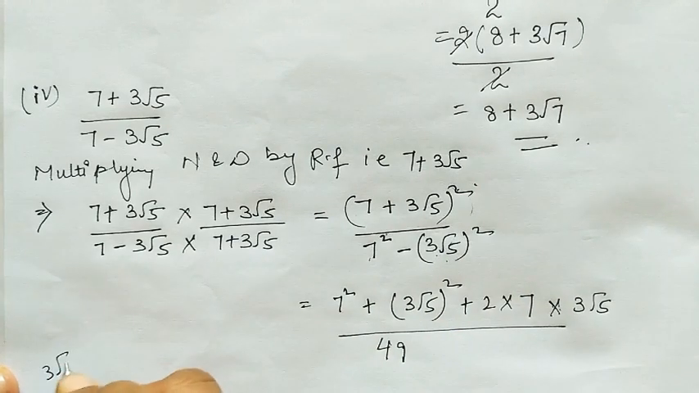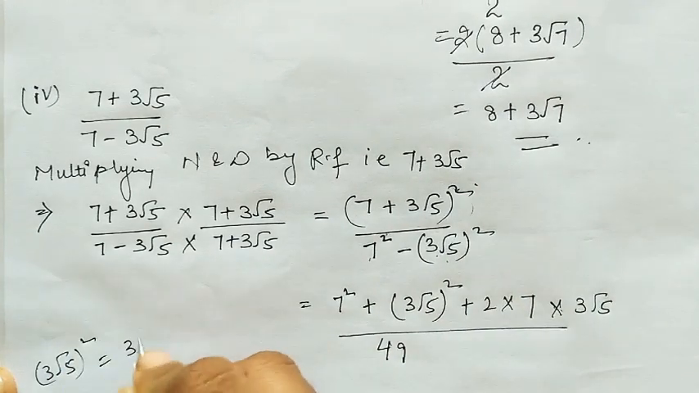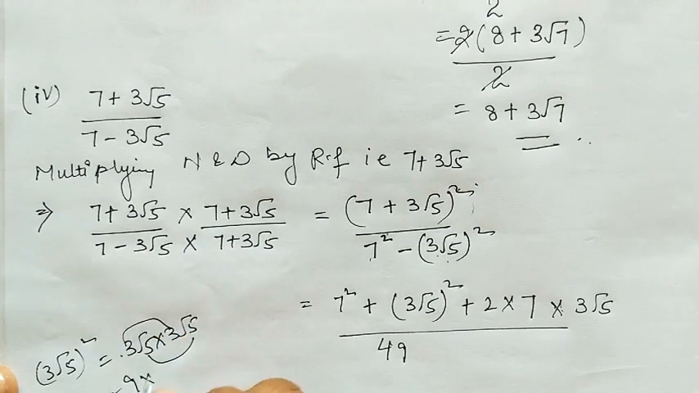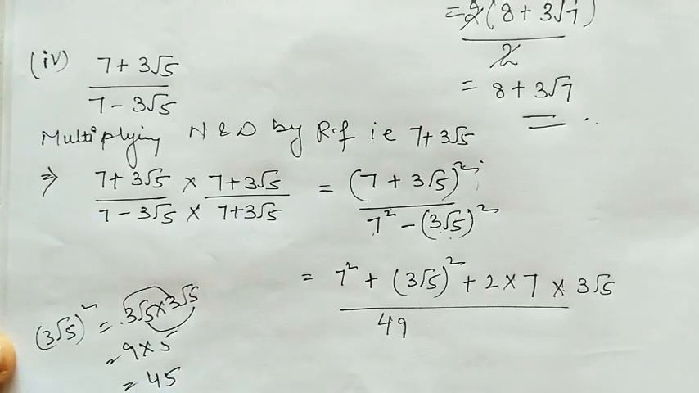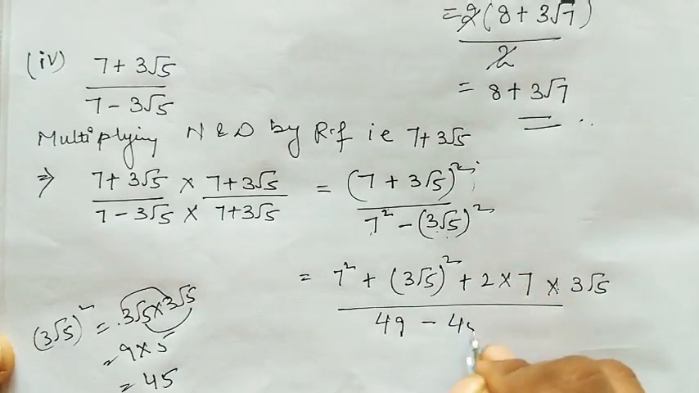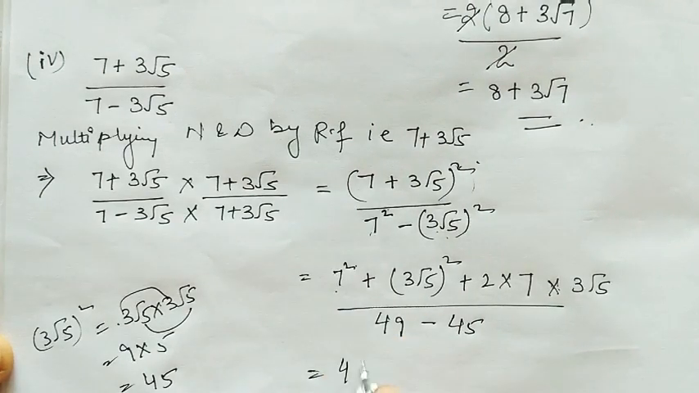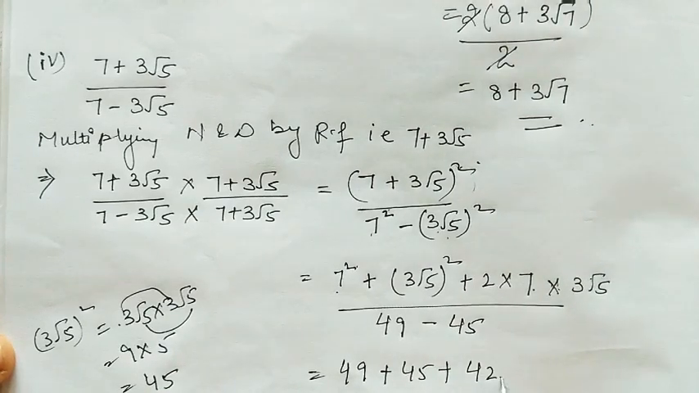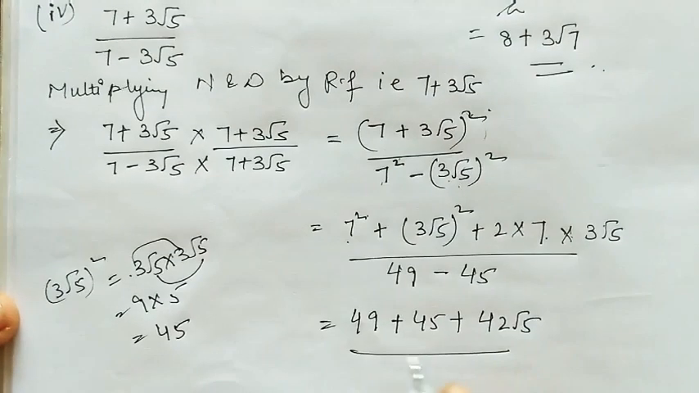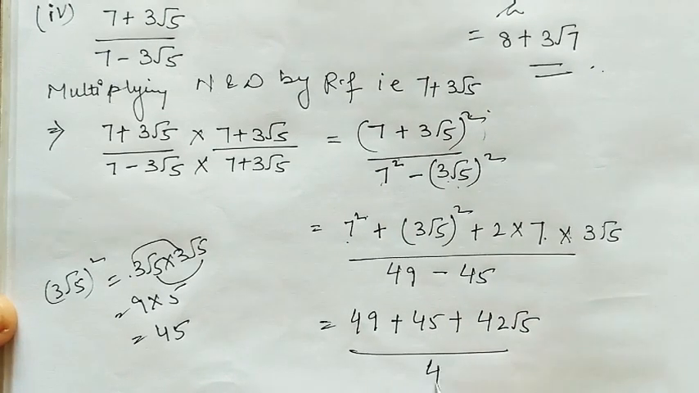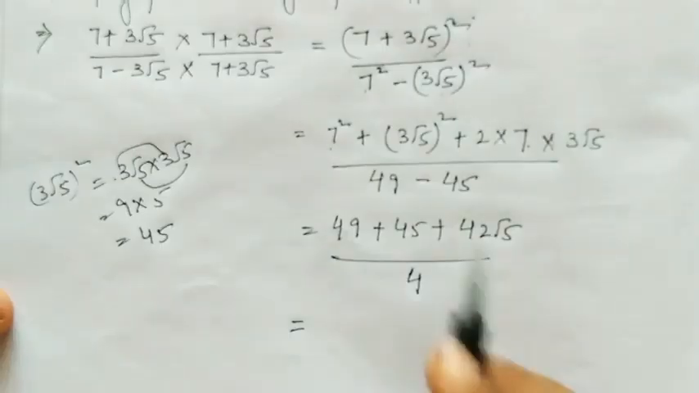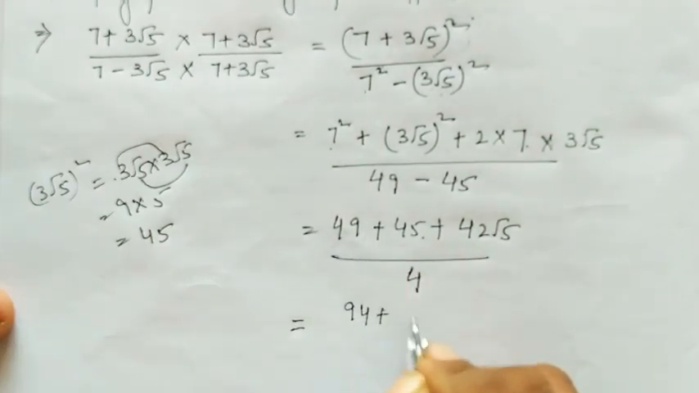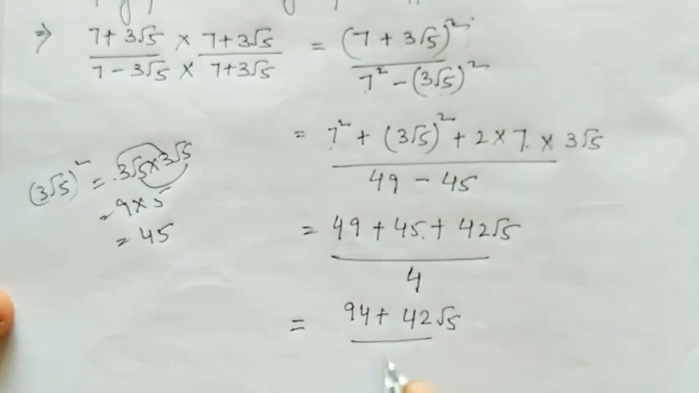See, I am here doing (3 root 5) whole square, meaning 3 3s are 9 and root 5 into root 5 is 5. So 9 5s are 45. So I can write 45 in place of this. So here it is 7 7s are 49 plus 45, 2 7s are 14, 14 3s are 42, upon 49 minus 45, which is 4. Okay, so by adding 49 and 45, I get 94 plus 42 root 5 upon 4.